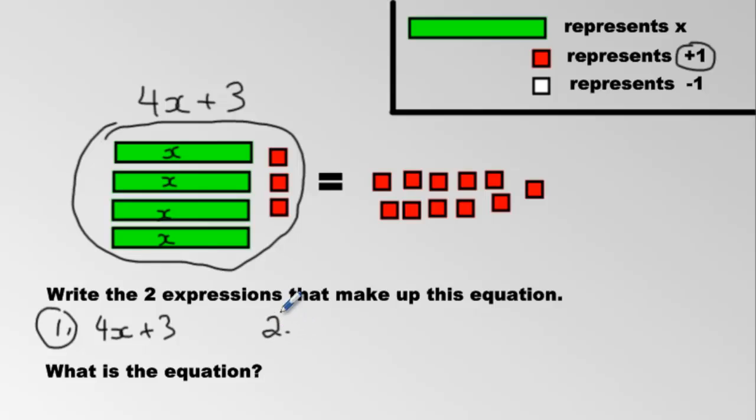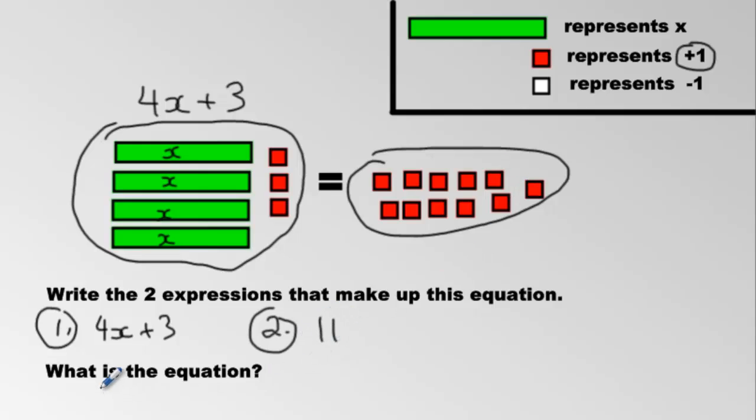My second expression is going to be this side, and that's going to be 2, 4, 6, 8, 10, 11. What is the equation? Well, that's not hard. We just take this expression and that expression and just stick an equal sign in between them. And then put an equals 11 and you're done.